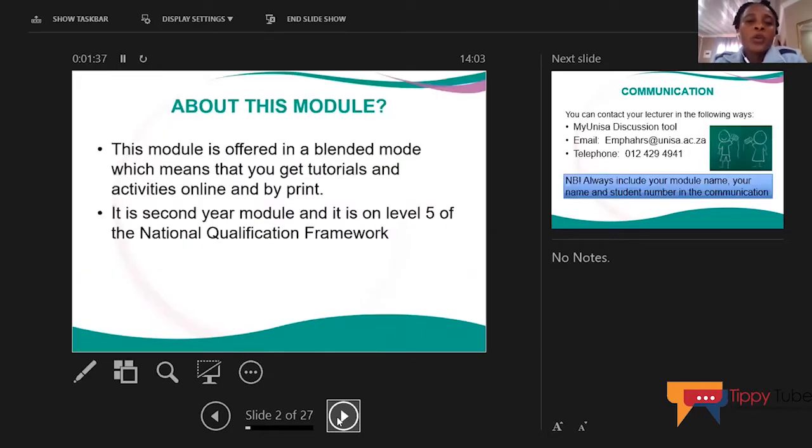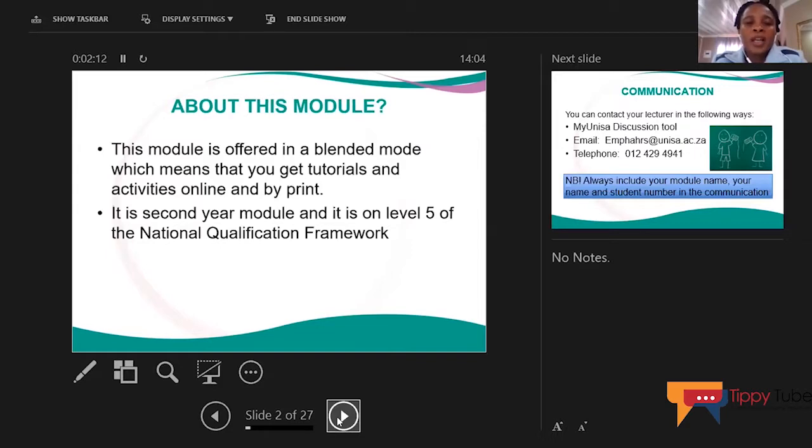I just want to quickly tell you about this module. This module is offered in a blended mode, which means that you get tutorials and you get activities online as well as by print. Remember, some of you have been asking whether the activities on myUNISA are compulsory. Partly, I can say they are compulsory because you need to have your print study guide. And also when you are on myUNISA, you are able to get feedback.